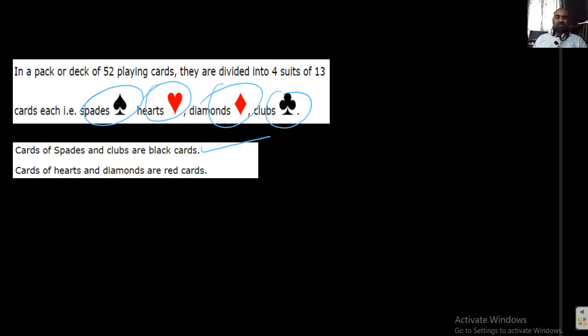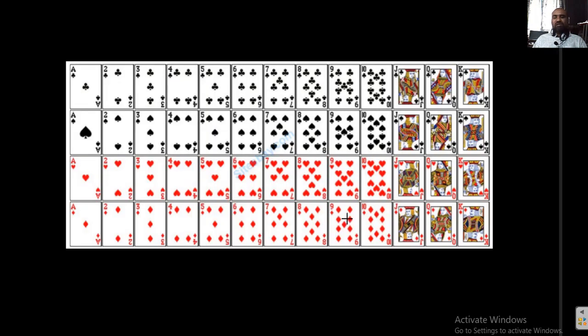Students, these are the actual cards. For example, you take diamond A, diamond 2, diamond 3, diamond 4, diamond 5, diamond 6, diamond 7, diamond 8, diamond 9, diamond 10, diamond jack, diamond queen, diamond king. Like that, heart A, heart 2, and so on, heart jack, heart queen, heart king. Clubs and spades are also divided like that.